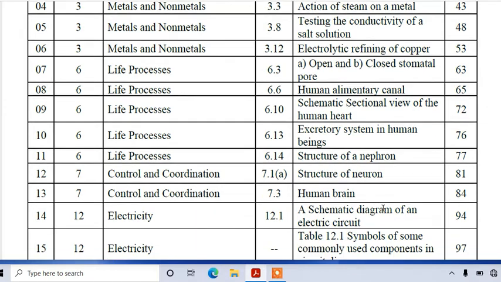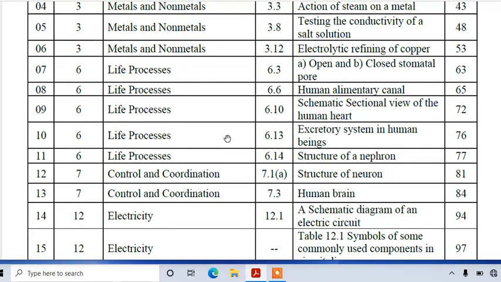Next, from the same chapter, figure number 6.10, schematic section view of human heart. Human heart diagram is also very much important. Sometimes the diagram will be given, and you have to label the parts which are asked, like A, B and C. Or sometimes in the exam, it is asked to draw the human heart diagram. Then you have to draw that.